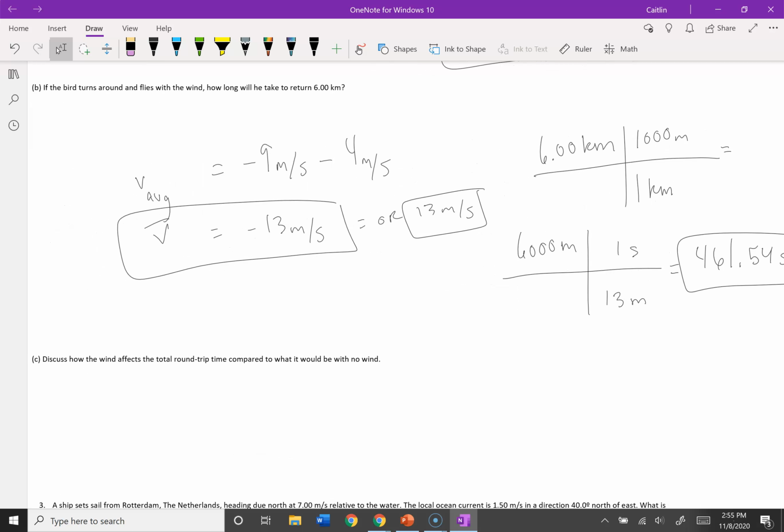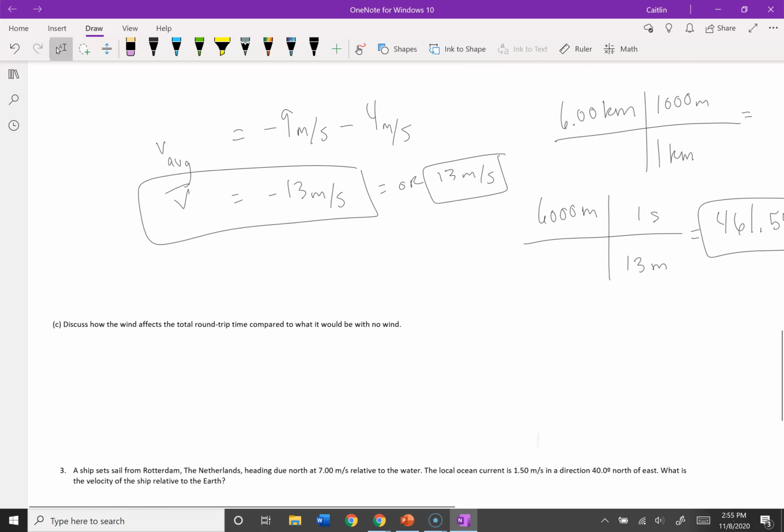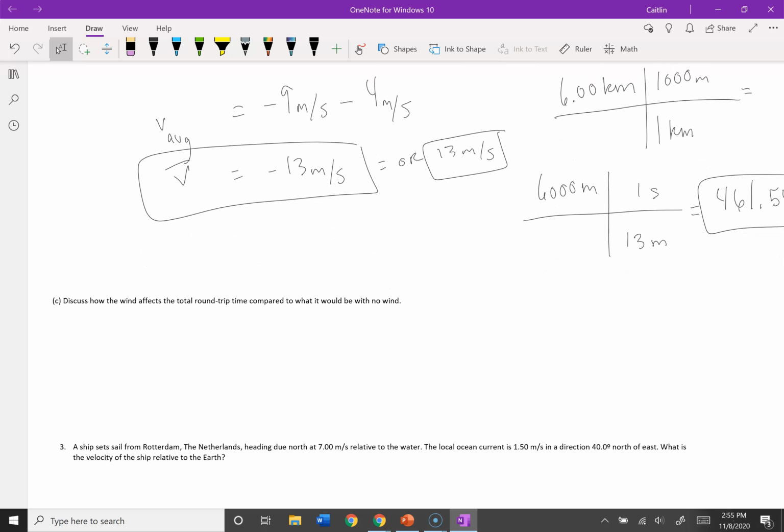Okay? And then our last thing says how does the wind affect the total round trip time compared to what it would be with no wind? In other words, if there was no wind, and he was flying at 9 meters per second, and he wanted to go 6 kilometers, it would take him... We're going to do the same calculation we did up here. Oops, meters on the bottom, seconds on the top.